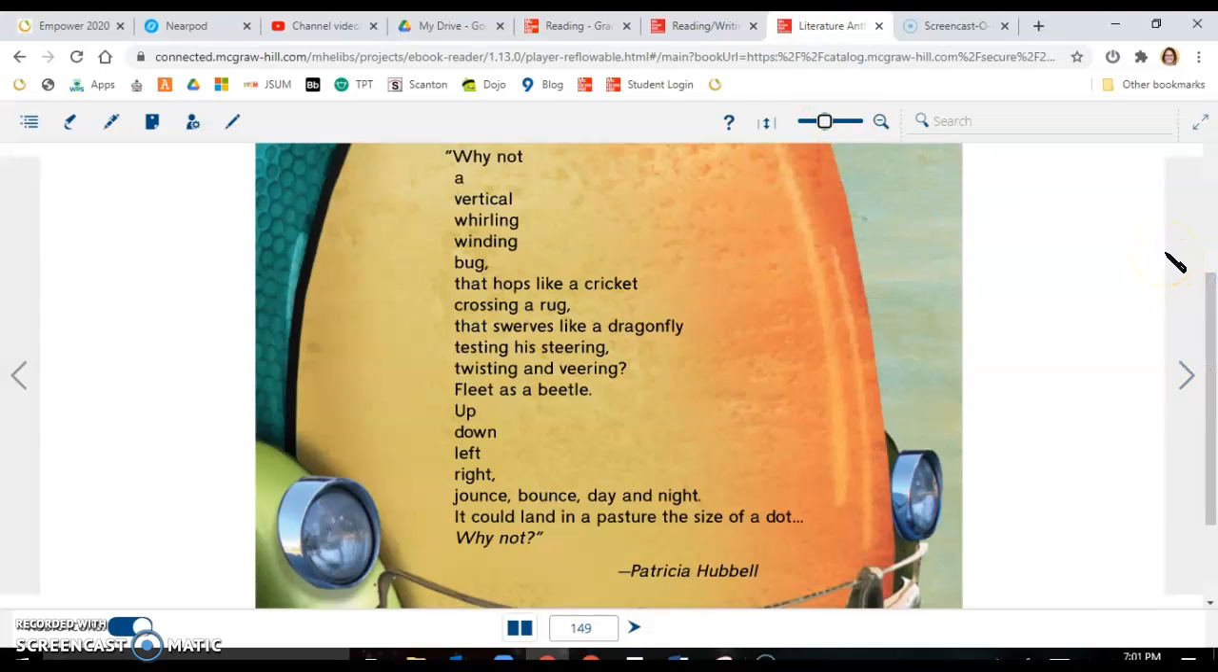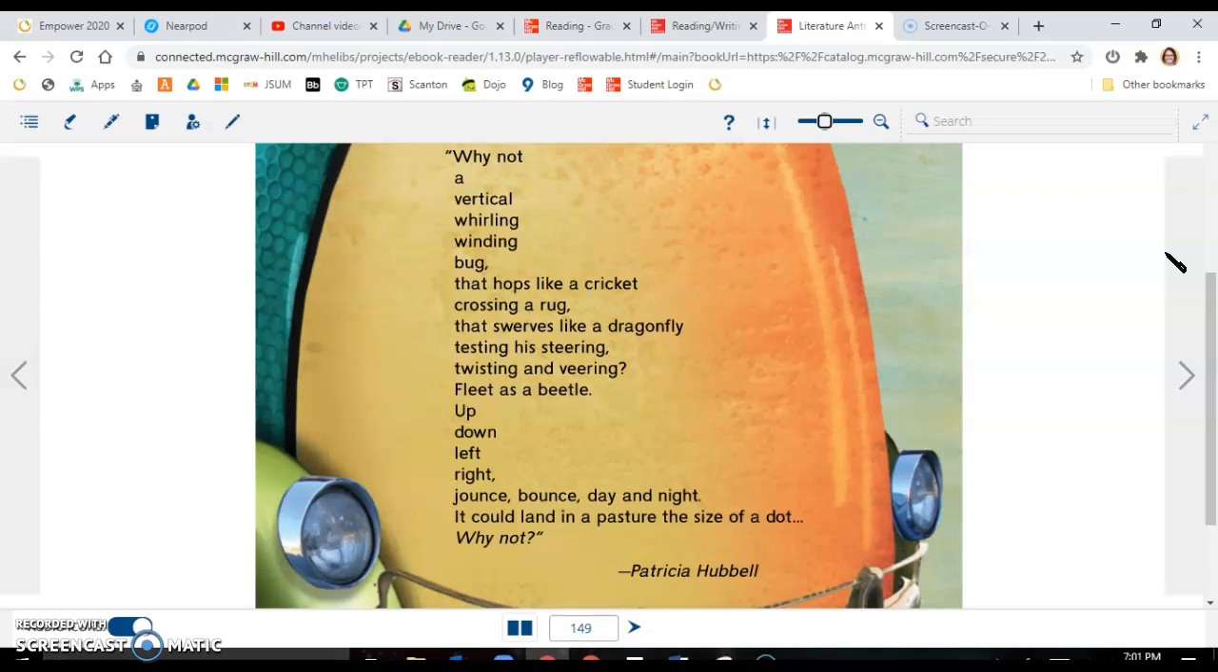Why not a vertical, whirling, winding bug that hops like a cricket, crossing a rug, that swerves like a dragonfly, testing his steering, twisting and veering, fleet as a beetle, up, down, left, right, jounce, bounce, day and night. It could land in a pasture the size of a dot.